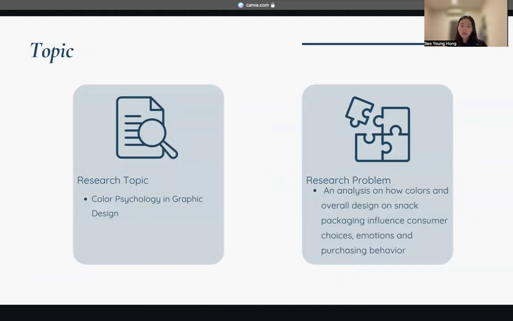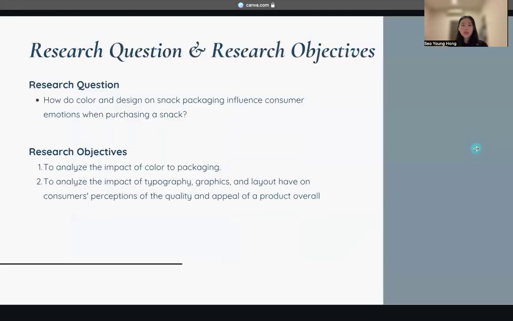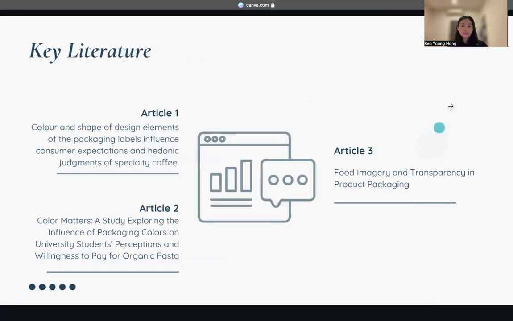My research problem is an analysis of how colors and overall snack packaging influence consumer choice, emotion, and purchasing behavior. My research question is: how do colors and design on packaging influence consumer emotion when purchasing a snack? And my research objective is to analyze the impact of color on packaging, and to analyze the impact of typography, graphics, and layout on consumer perceptions of the quality and appeal of a product overall.